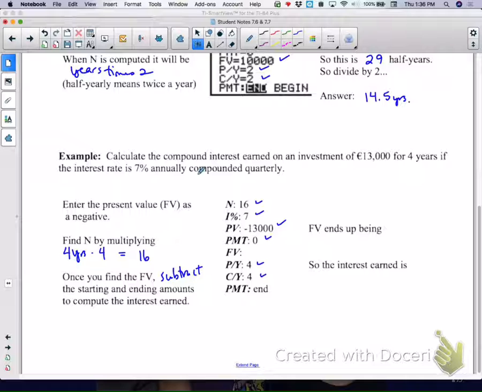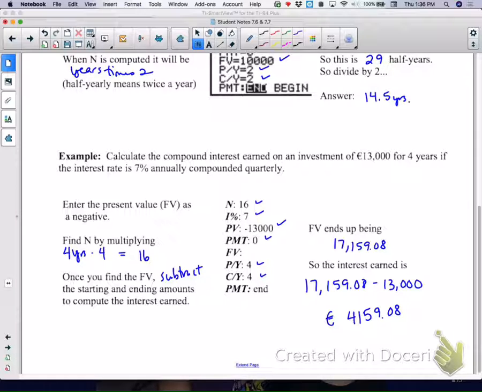Okay, my future value turns out to be 17,159.08. So we're going to take 17,159.08 and we're going to subtract 13,000 from it. So the interest is 4,159.08 euros.